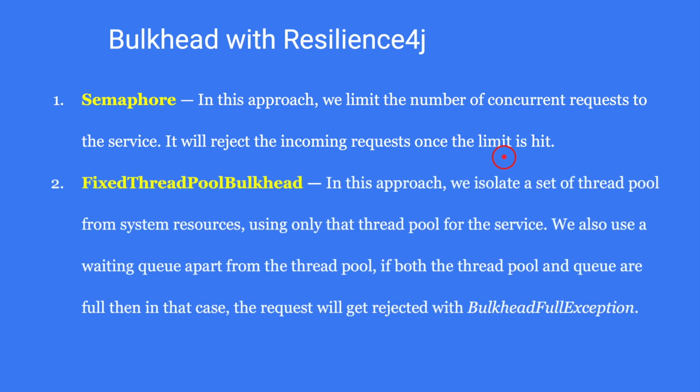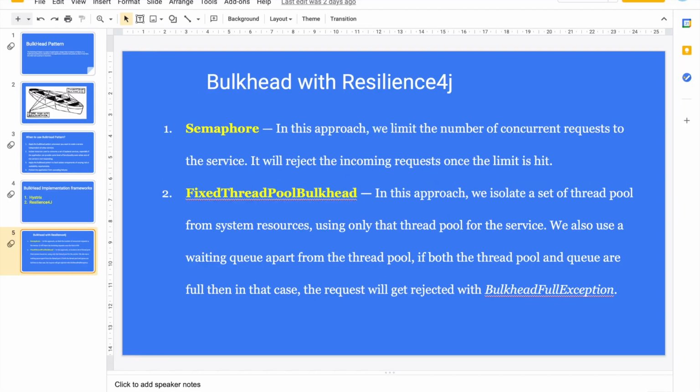Coming to the fixed thread pool bulkhead, in this approach we isolate a set of threads from the system resources, using only that thread pool for the service. We also use a waiting queue apart from the thread pool. If both the thread pool and the queue are full, then the request will be rejected with a bulkhead full exception. I'm going to implement these two approaches practically. So let's open my IDE.